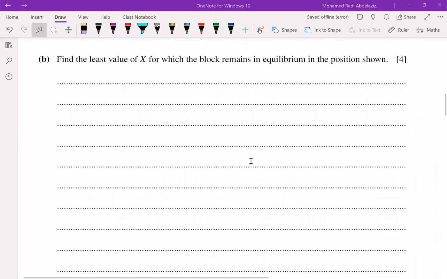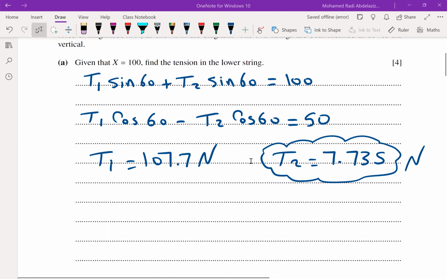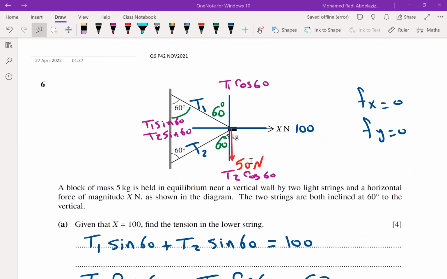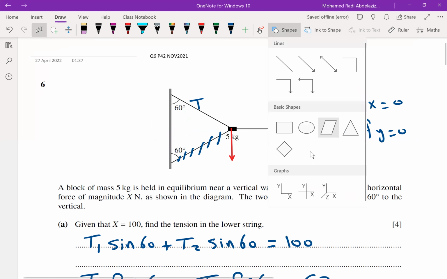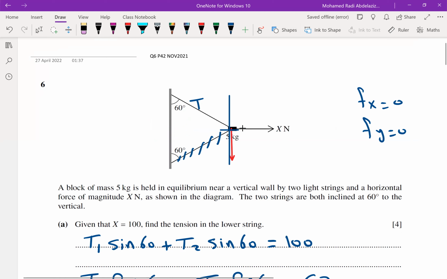Part B: find the least value of x for which the block remains in equilibrium in the position shown. The least value for x happens when we remove the lower string. If you remove the lower string, how many forces do we have now? We have 3 forces only. Now we have 3 forces under equilibrium. Try now to find the value of T and the value of x.